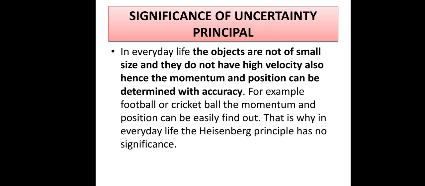In everyday life, the objects are not of such small size and they do not have high velocity either. Hence, the momentum and position can be determined with accuracy. For example, for a football or cricket ball, the momentum and position can be easily found out. That's why in everyday life, Heisenberg's principle has no significance. But for very small particles like electrons, protons, and other subatomic particles, Heisenberg's uncertainty principle is very much of significance.